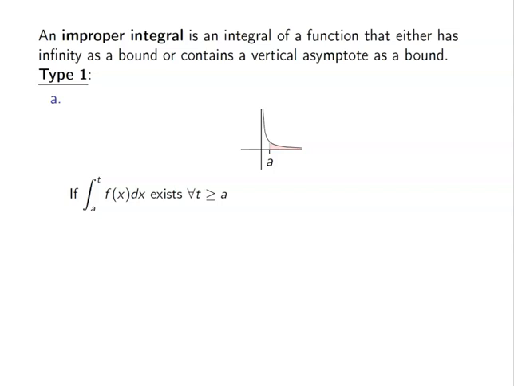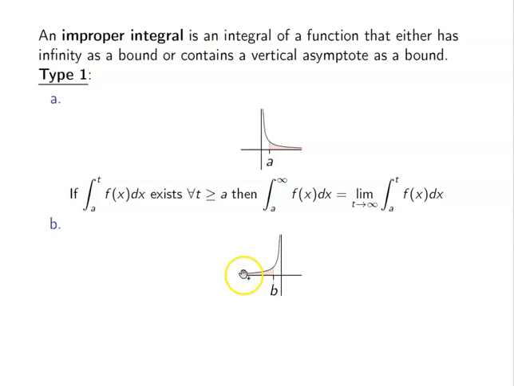Not always. So if we go from a to t, okay, t being a variable, the integral of f of x dx exists for every value of t that is beyond a, then this integral from a to infinity of our function is the same as the limit as t goes to infinity of the integral of our function when we plug in t. So it's basically like a change of variable here for the integral function.